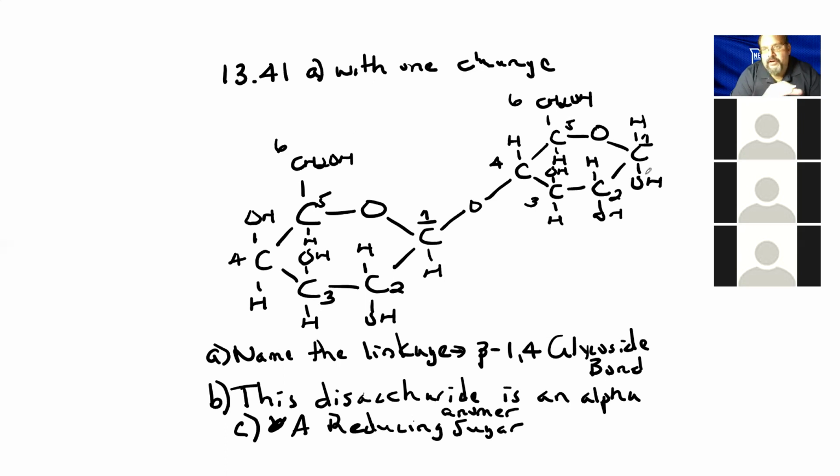So again, for disaccharides, this really is my expectation, that you're able to look at the structure of a disaccharide, be able to name the linkage, tell whether the disaccharide is an alpha anomer, a beta anomer, or neither one, and to tell whether the disaccharide is a reducing sugar or not. So we're not going to have to actually create the linkage? No, I won't ask you to do that.